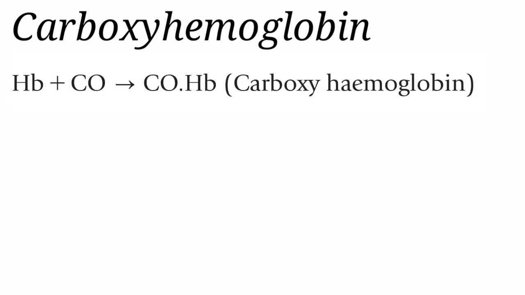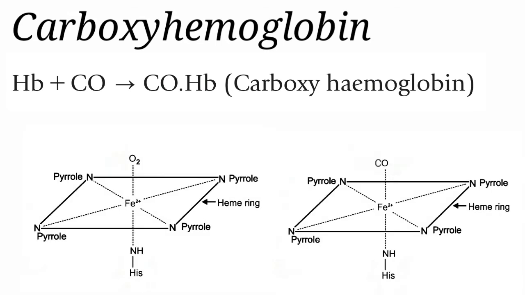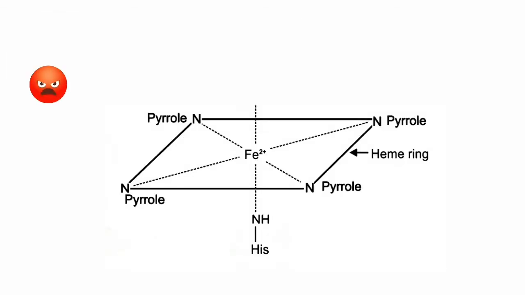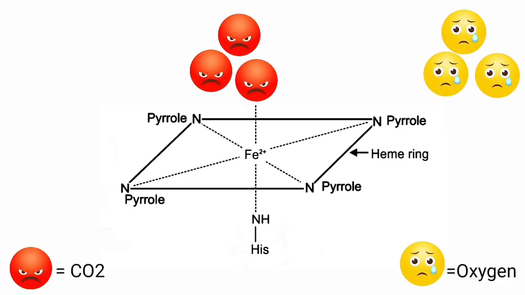Carboxyhemoglobin. This carboxyhemoglobin is formed by binding of carbon monoxide with hemoglobin. Carbon monoxide is a toxic compound. It binds with the iron atom of the hemoglobin in the same way as oxygen binds. But the difference is this carboxyhemoglobin is unsuitable for oxygen transport. Carbon monoxide has more affinity towards hemoglobin than oxygen. That is, the affinity of carbon monoxide is 210 times greater than oxygen for hemoglobin.